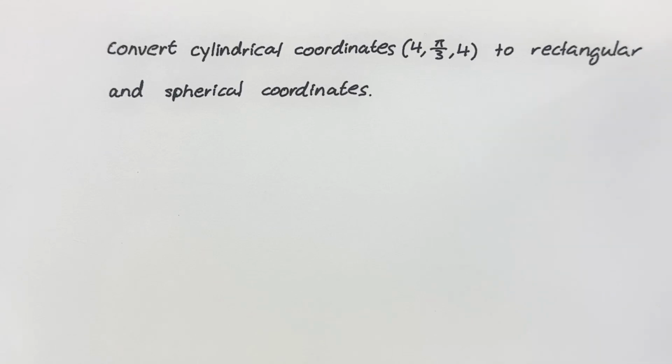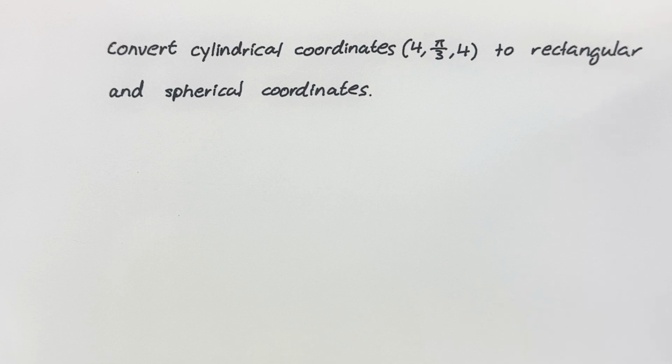In this problem, we are going to convert cylindrical coordinates (4, pi over 3, 4) to rectangular and spherical coordinates. A quick recap on the three types of coordinates. Rectangular coordinates are in the form of x, y, and z in the 3D coordinate plane with the x-axis, y-axis, and z-axis. They describe the location of a point in space by 3 axes.